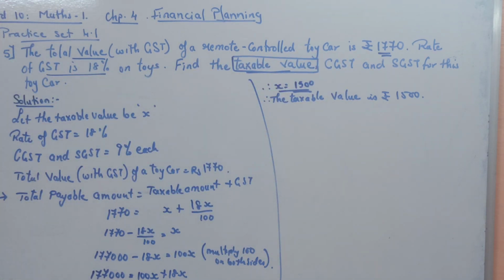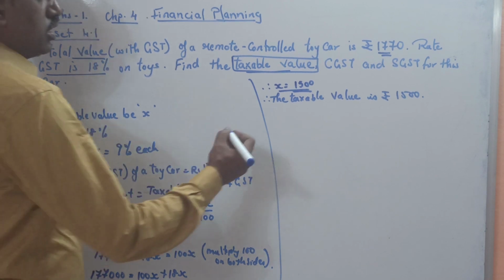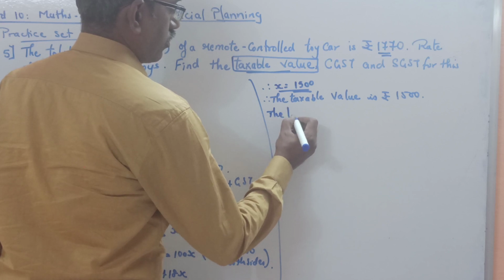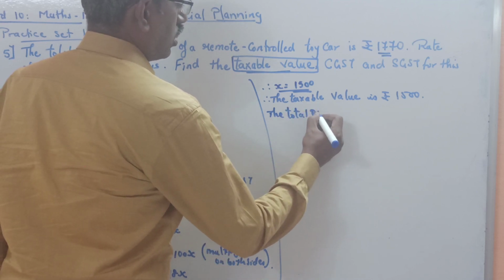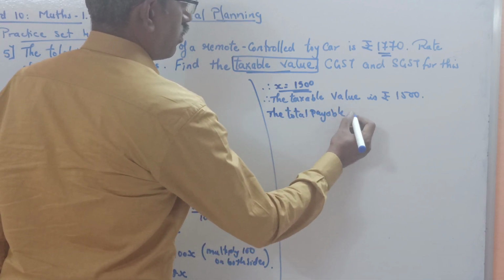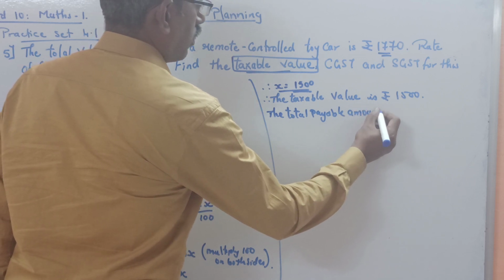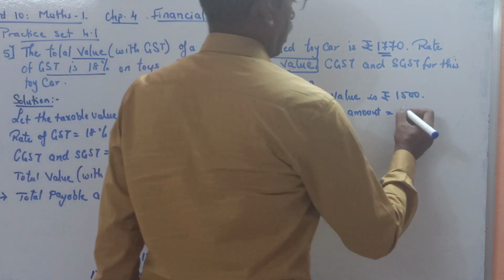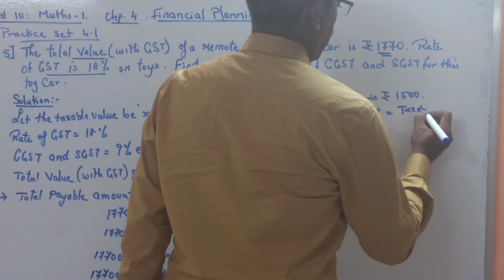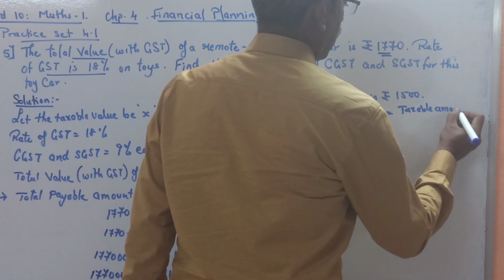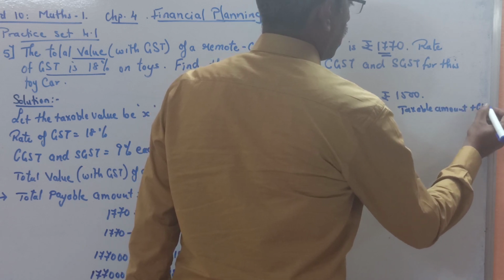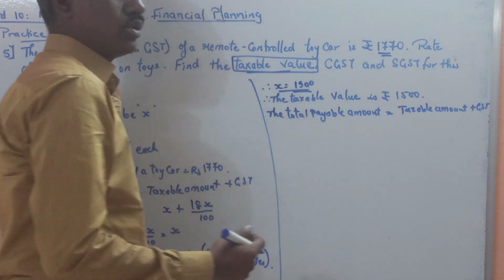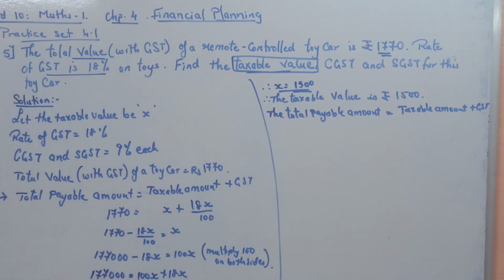So what we are going to do is write the total payable amount. The total payable amount is equal to taxable value plus GST. Taxable amount plus GST.